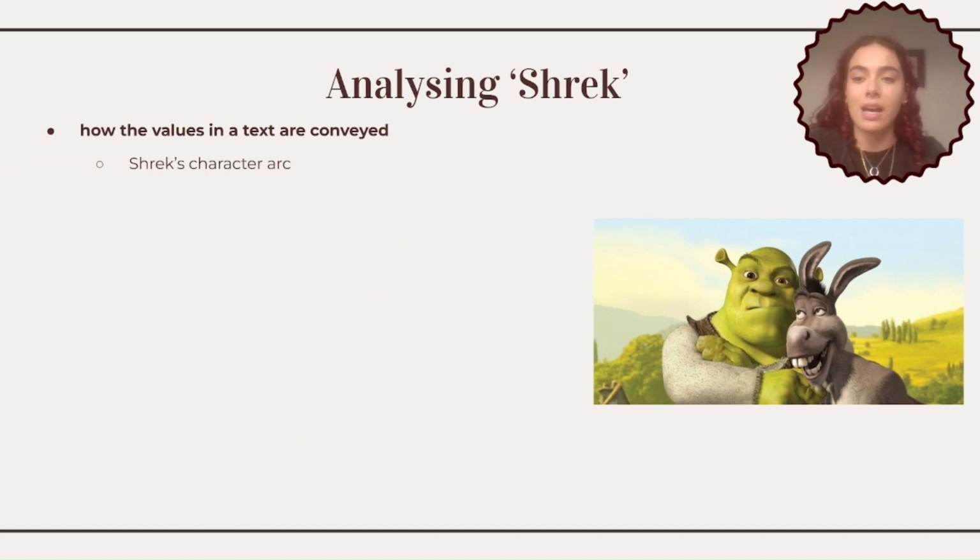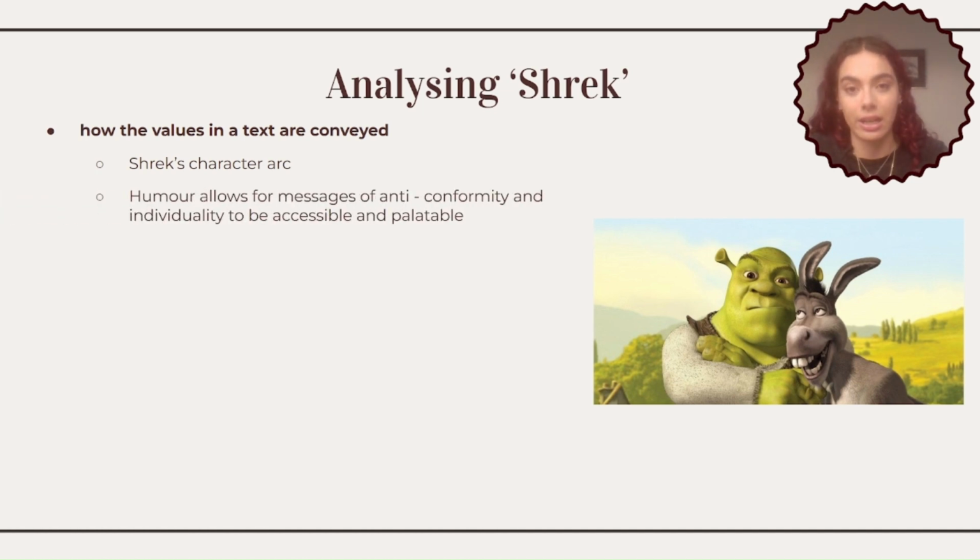Okay, how are the values in a text conveyed? We've got some of these values coming through in Shrek's character arc, okay? We've got his arc of learning to love himself, showing this value of it is beautiful and wonderful and difficult at times, but well worth loving and accepting oneself, okay? We've also got humor being used to show us this value of anti-conformity and individuality, okay? It is allowing these values to become more accessible and palatable, right? Humor used by a lot of characters, but namely Shrek.